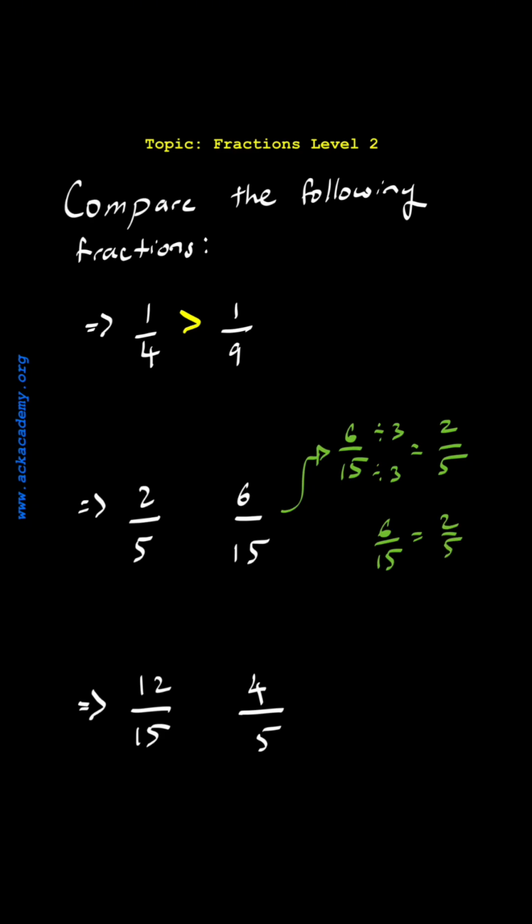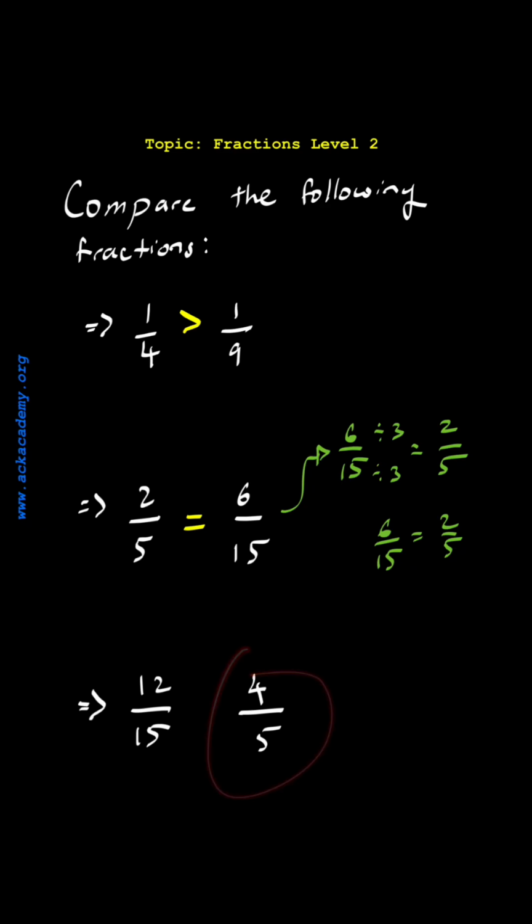That means that since I also have 2/5 here, that simply means that it is equivalent. Okay, and you can even check this. 2 times what gives me 6? 3. And is it also 5 times 3 gives me 15? Yes. Okay, let's go to the next one.